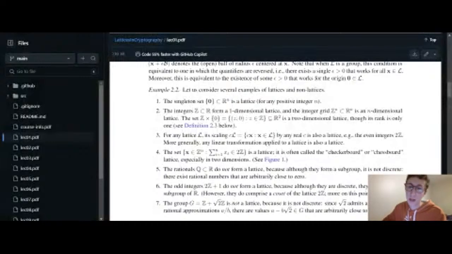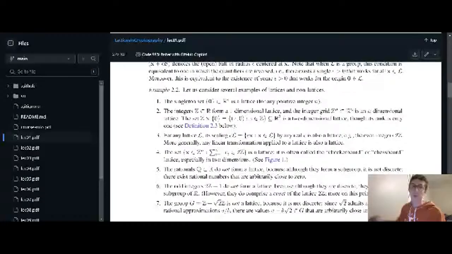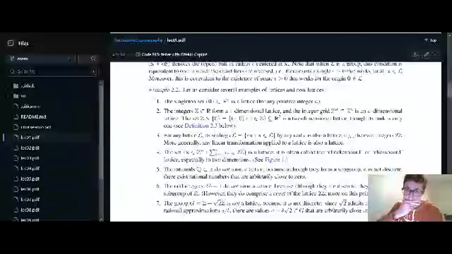Well, that one kind of makes sense. It's almost too loud. Okay. Makes sense. For a one-dimensional lattice.